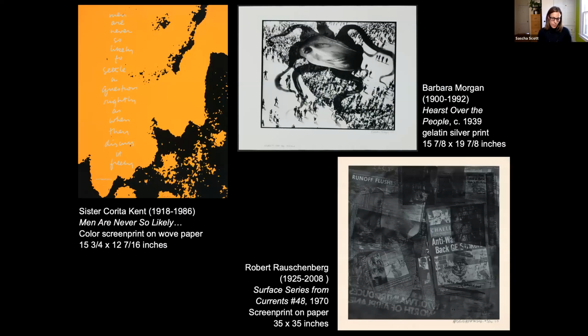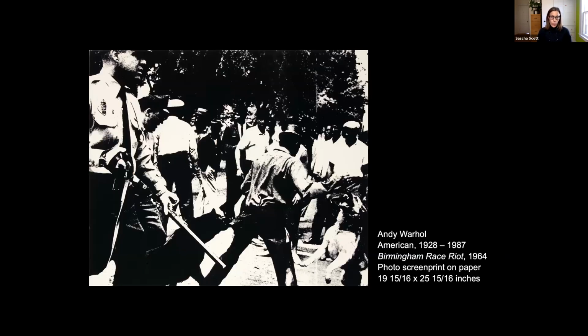Other artists in this exhibition, including the surrealist photographer Barbara Morgan, nun, pop artist Sister Corita Kent, and pop artist Robert Rauschenberg, debate the promises and pitfalls of free speech, which both can lead to positive change and to media manipulation and social control. And we're going to hear more about the Kent and the Rauschenberg. And this paradox is relevant to a print by Andy Warhol, who both questioned and capitalized on the media's sensationalist tactics when reporting on racialized violence.